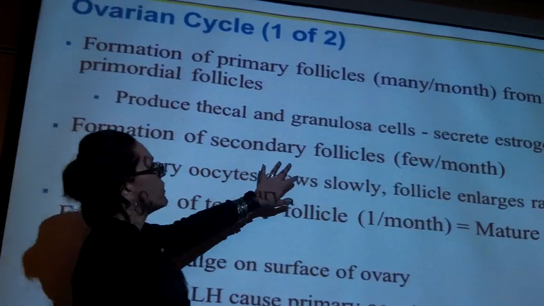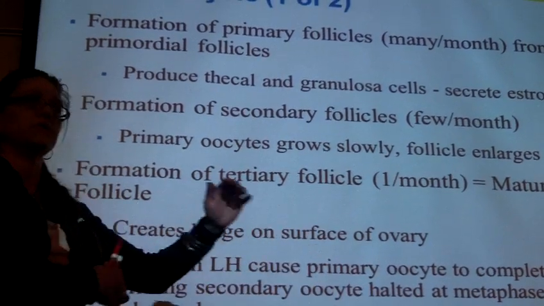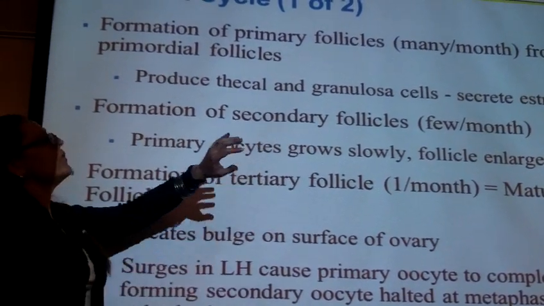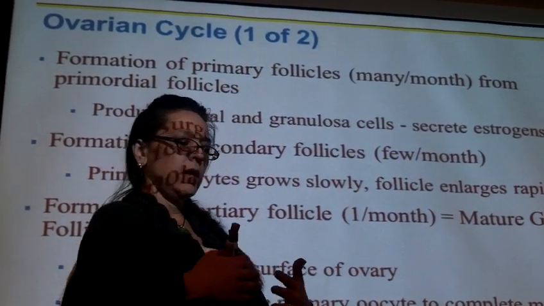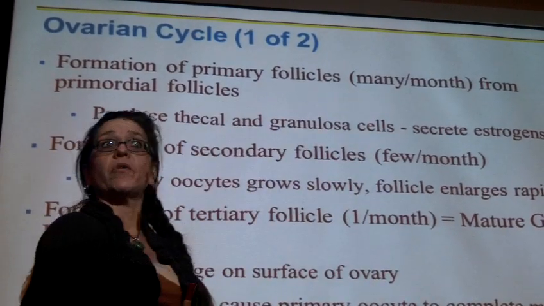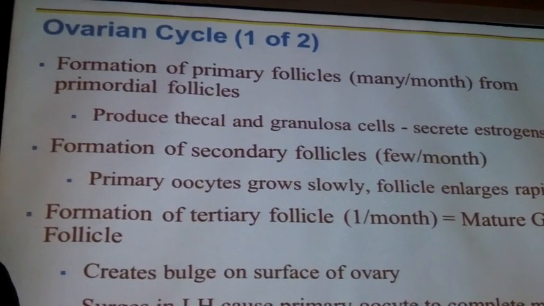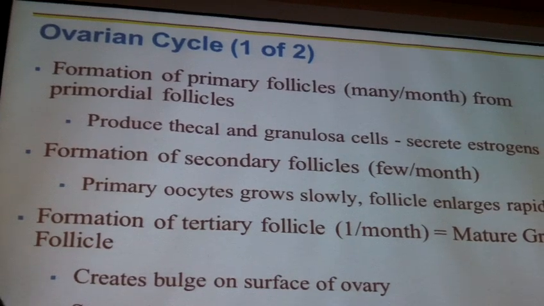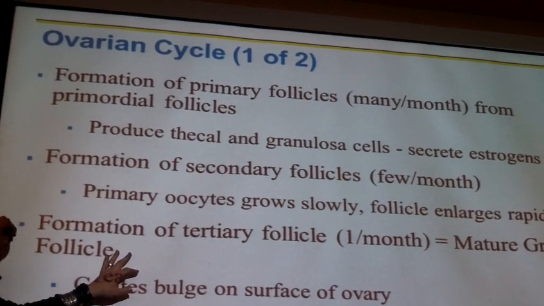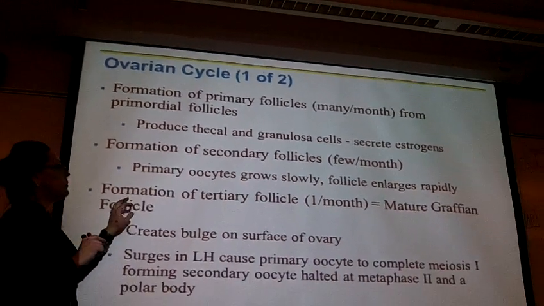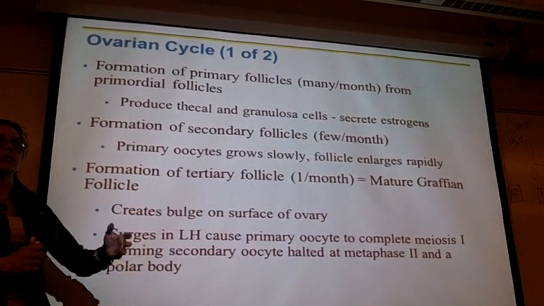And every month, assuming we've been in this cycle for at least a year, we have things at different stages of development. So every month we're going to have many primordial follicles stepping up to the plate and maturing and becoming primary follicles. Then we're going to have a few primary follicles from the month before or 2 months before maturing into secondary follicles. And then we're going to have generally one secondary follicle maturing into a tertiary or a mature or a Graafian follicle in that given month.